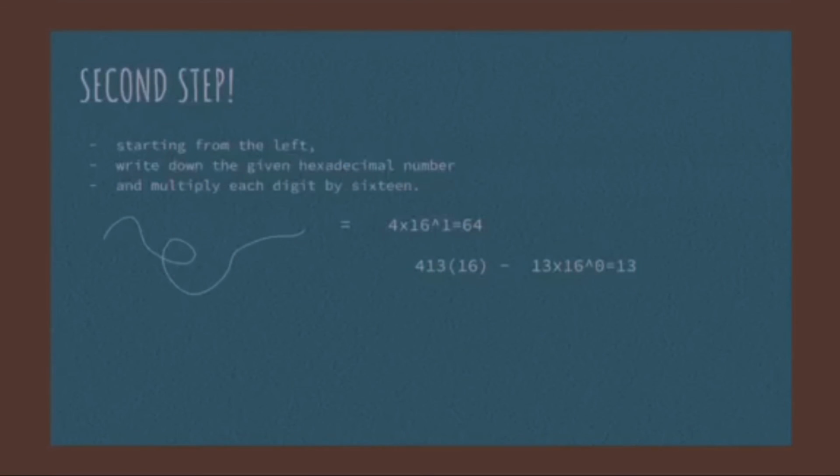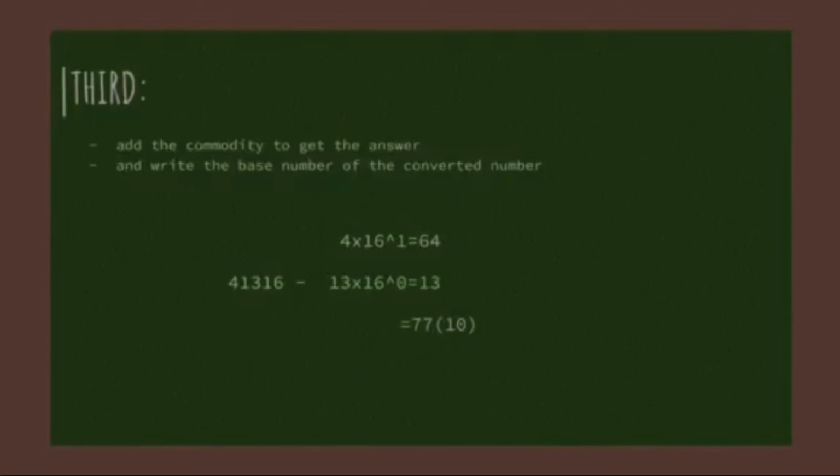For the second step, we will start from the left and write down the given hexadecimal number, and we have to multiply each digit by 16. Third, we have to add the products to get the answer and write the base number of the converted number.